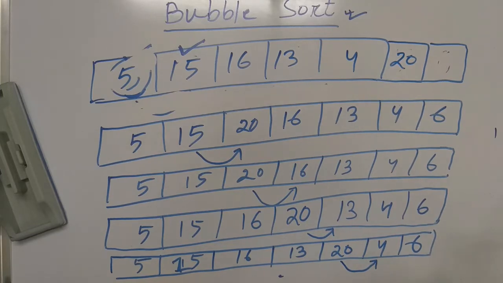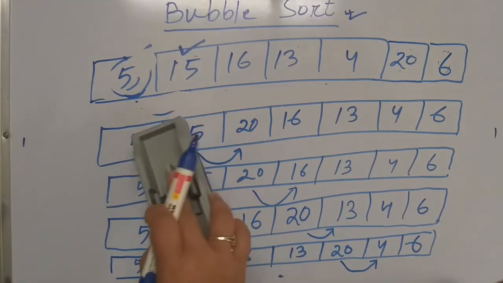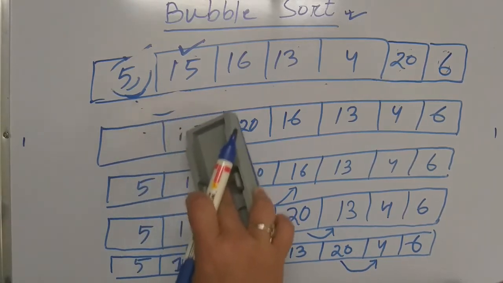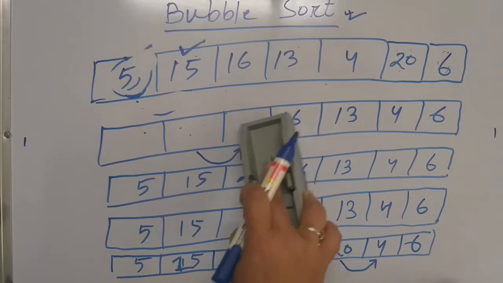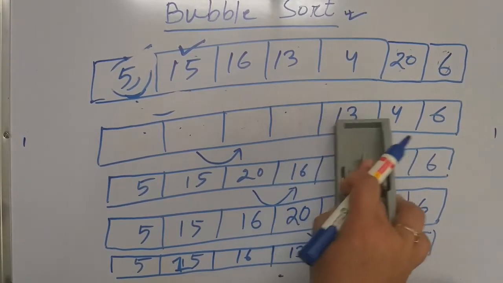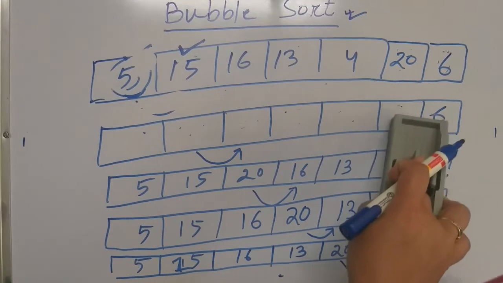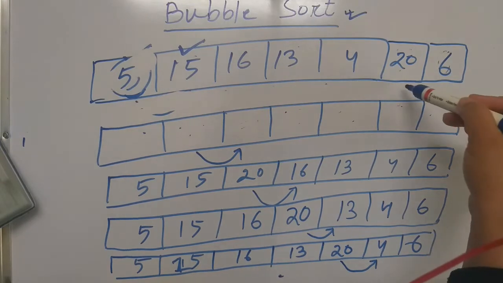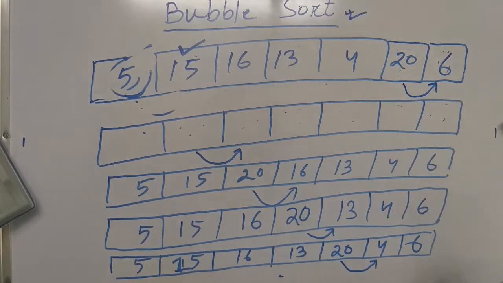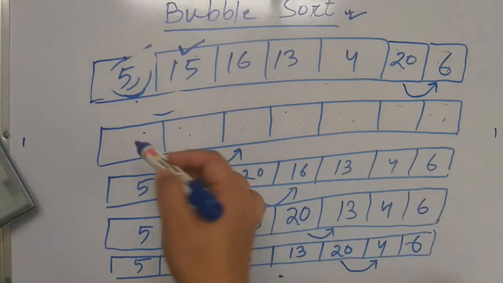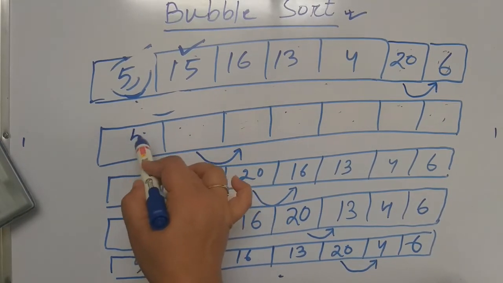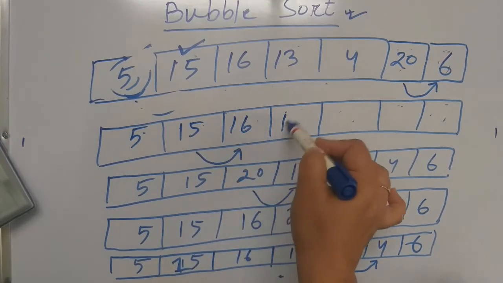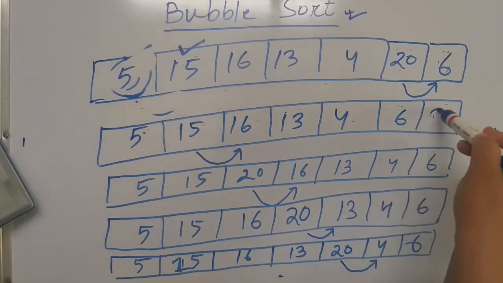So the next pass, what are we doing here? 20 is here and 6 is there. For the next pass, we erase this list. What is the new value? Now we interchange these last two elements, but the first elements are not interchanged. So we compare these two elements: 5, 15, 16, 13, 4, 6 and 20.